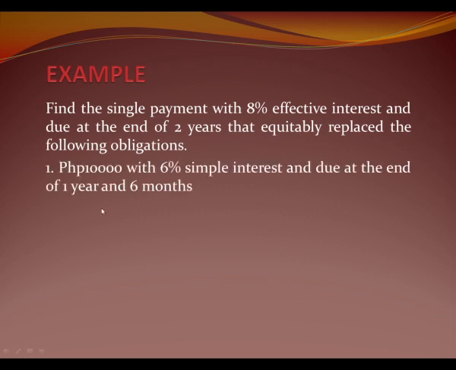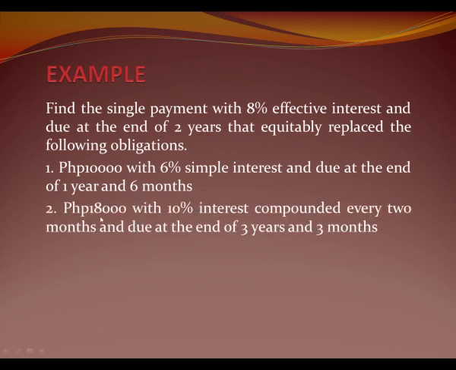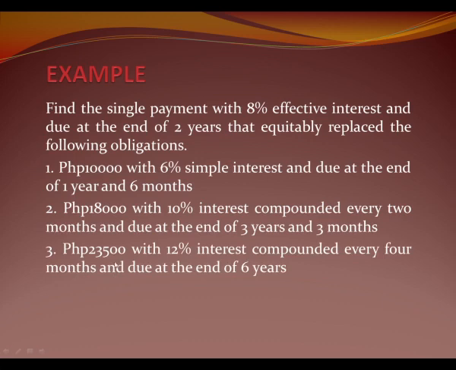The first one is 10,000 with 6% simple interest and due at the end of 1 year and 6 months. The other one is 18,000 with 10% interest compounded every 2 months and due at the end of 3 years and 3 months. And then the last one is 23,500 with 12% interest compounded every 4 months and due at the end of 6 years. So for the given transaction to replace these obligations, we have the interest as 8% effective.